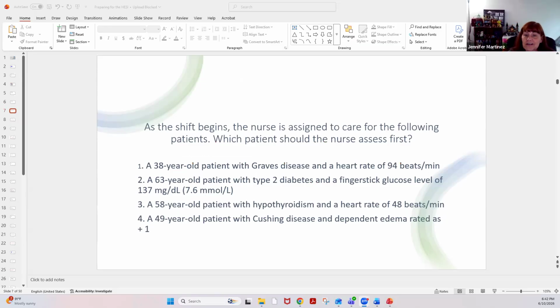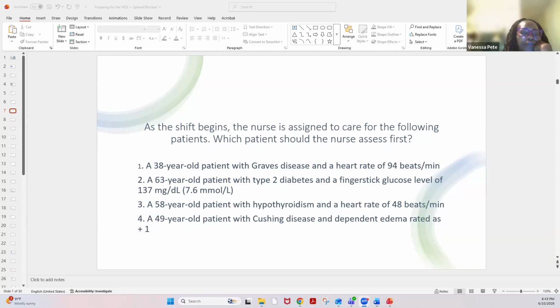All right. As the shift begins, the nurse is assigned to care for the following patients. Which patient should the nurse assess first? So we have a 38-year-old patient with Graves' disease and a heart rate of 94 beats per minute. We have a 63-year-old patient with type 2 diabetes and a finger stick glucose of 137 milligrams per deciliter. We have a 58-year-old patient with hypothyroidism and a heart rate of 48 beats per minute. Or a 49-year-old patient with Cushing's disease and dependent edema rated as +1. Who are we going to assess first?